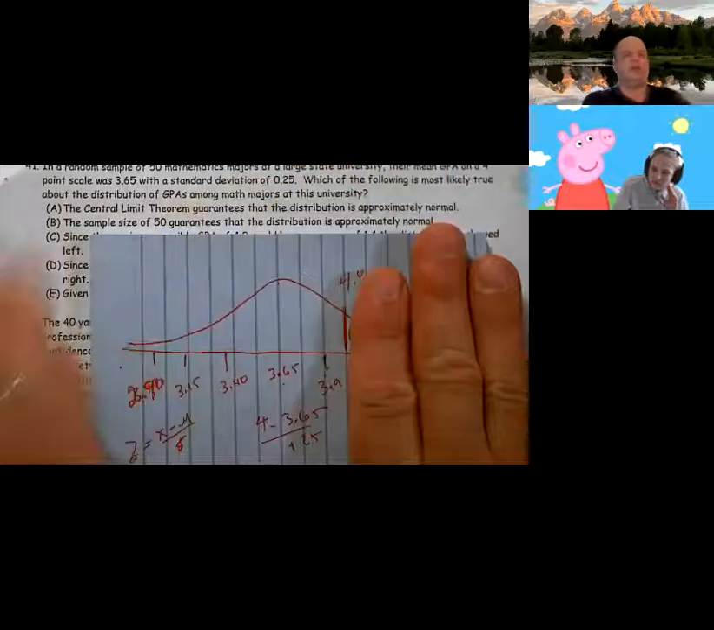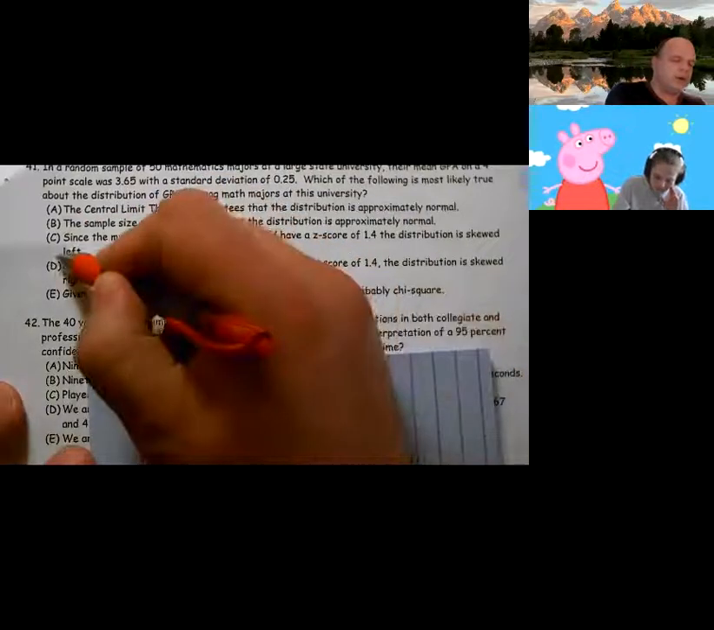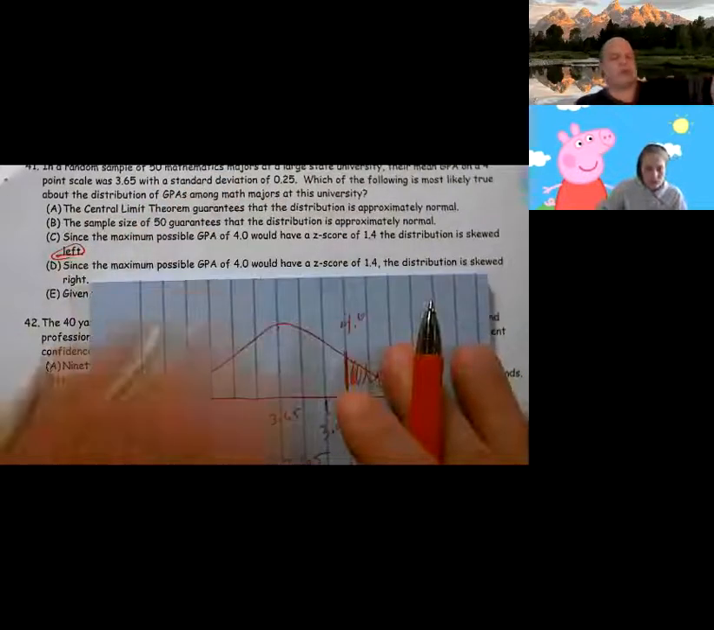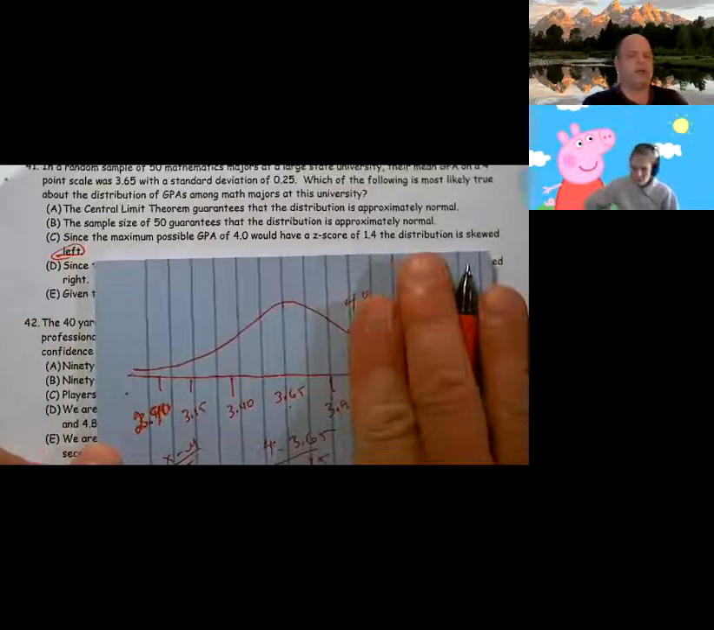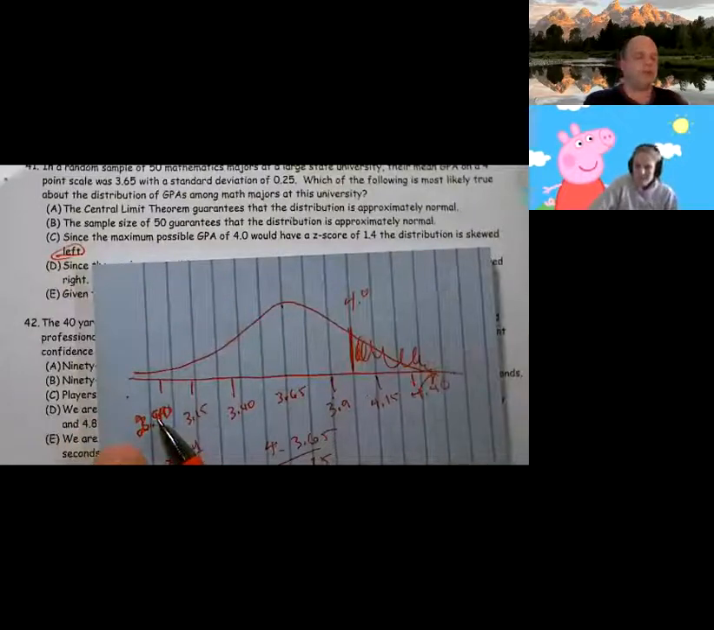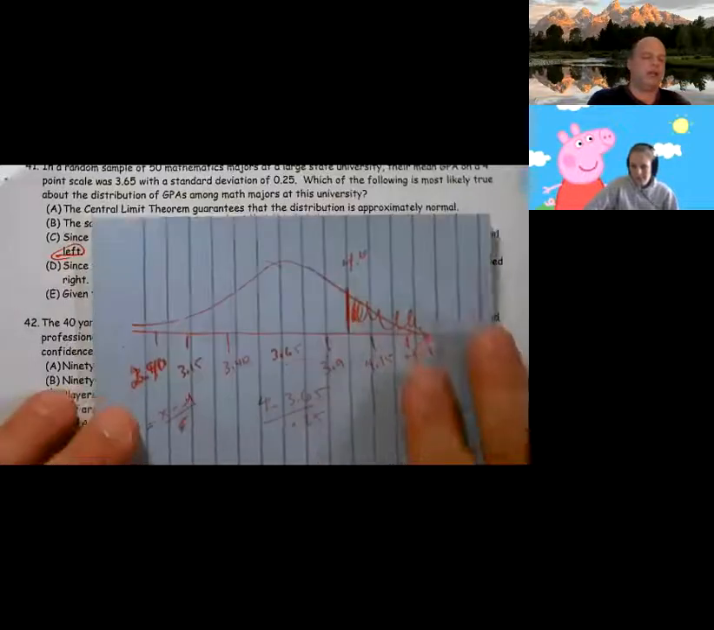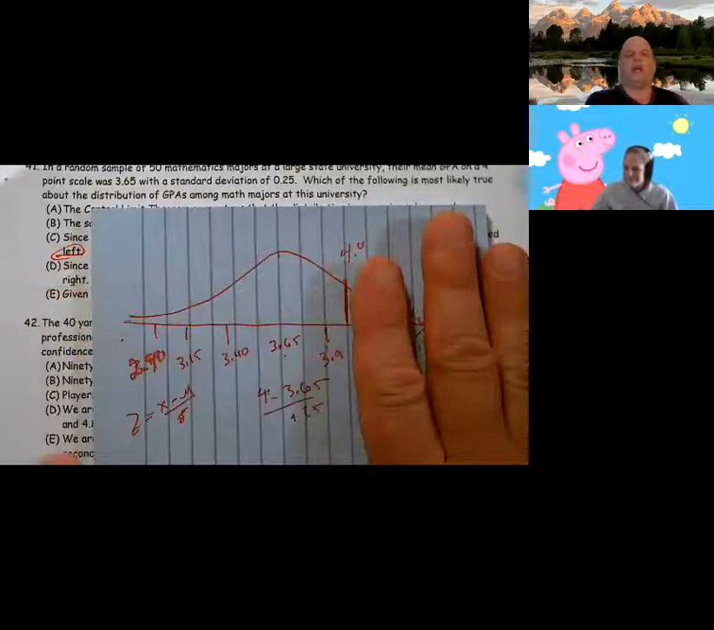Excuse me, not skewed to the right. I said that wrong. It's skewed to the left. It's stretched to the left. So that needs to be skewed to the left, or letter C, because it's been pulled this way. In fact, we can also expect that there are probably GPAs less than 2.9. But nonetheless, we know it can't be normal because we can't go above a 4.0.